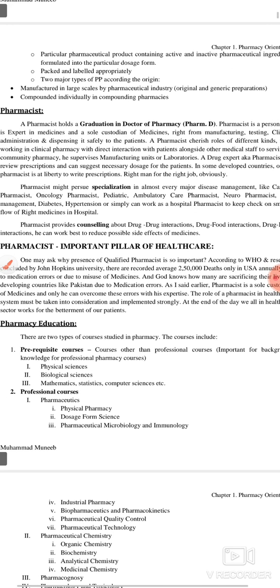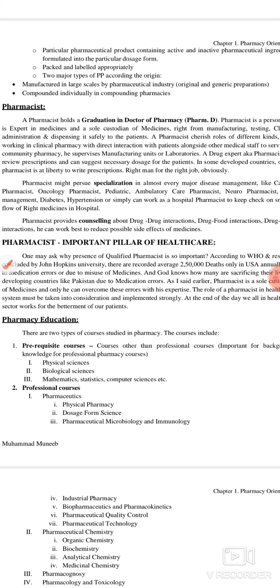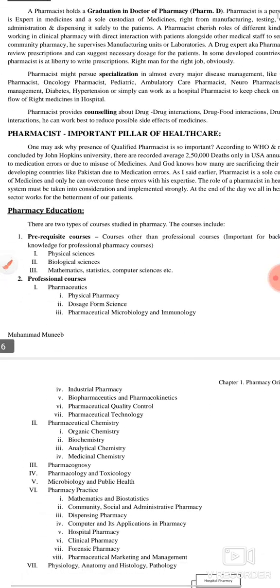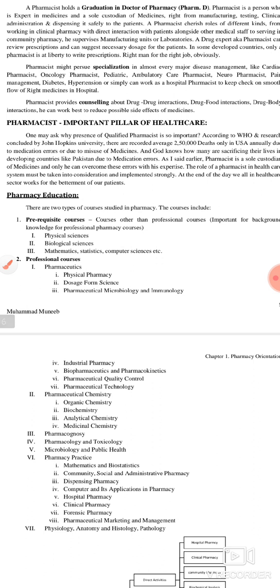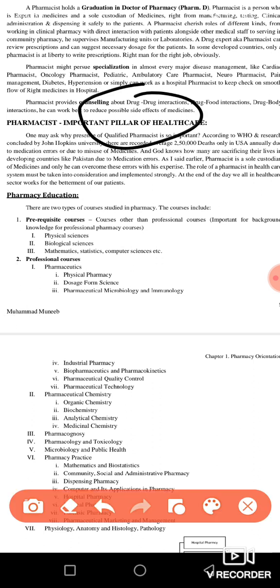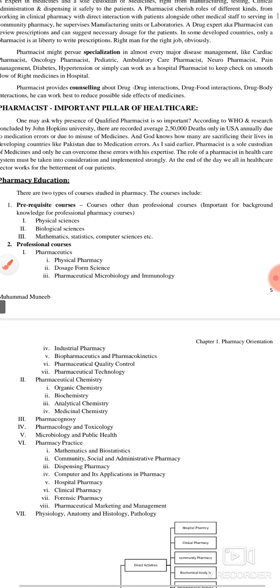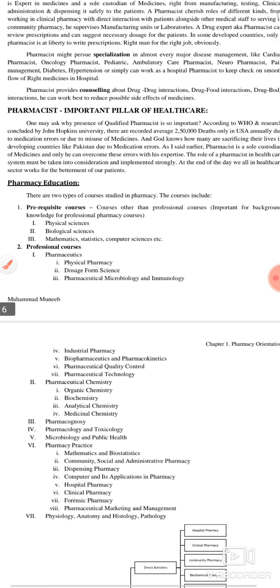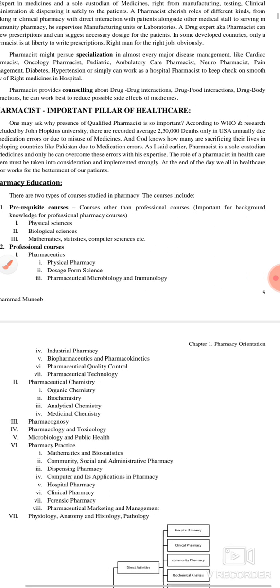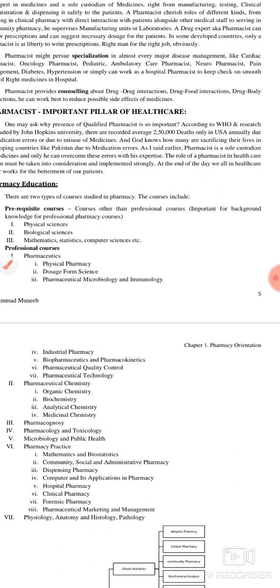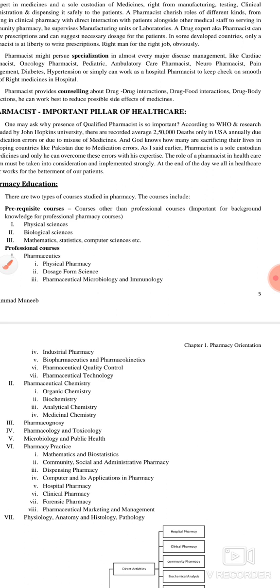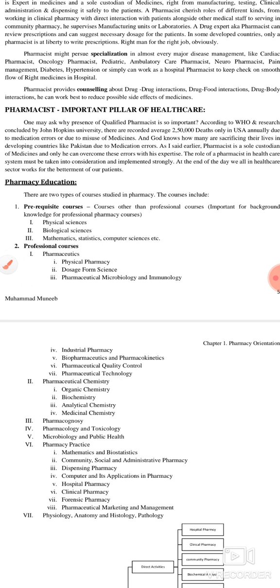So now let's see that a pharmacist might pursue a specialization. And now we see what a pharmacist is and how important a pillar of our healthcare they are. Now, one may ask why the presence of qualified pharmacists is so important. According to the WHO and research conducted by Johns Hopkins University, there is a record average of 250,000 deaths occurring in the USA alone due to medication errors.